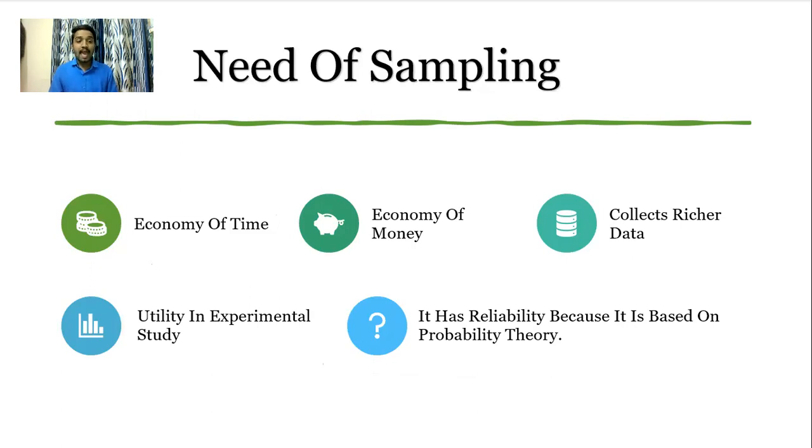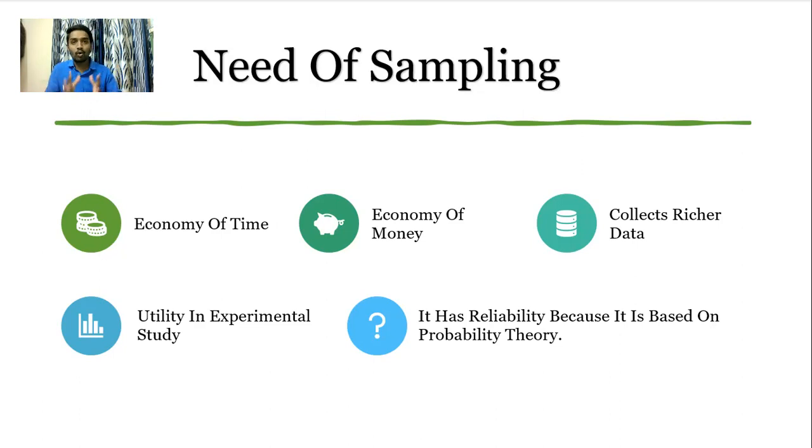The first point is economy of time. What is economy of time? It is going to save your time when you have a larger population and you have to conduct research within a limited period of time, and that is where sampling comes in, because sampling takes out a particular group of people from the overall population, brings out the result, and generalizes the result to the entire population. So that saves your time.